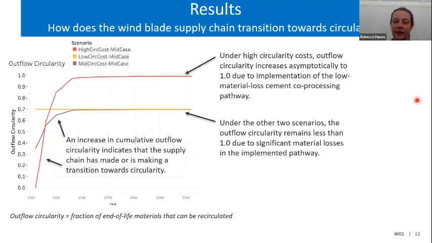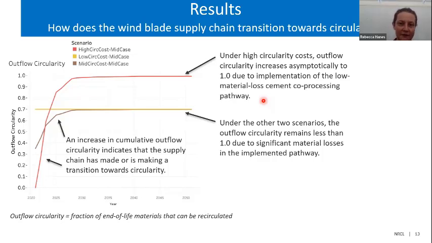Everything becomes waste at end of life. And the closer the metric is to 1, the more circular the supply chain is growing. So a change in outflow circularity over time, of course, indicates a circularity transition. So for all three of our cost scenarios, we saw non-zero outflow circularity across the board, which is great. That implies that for this case study, processing costs aren't a major barrier to implementing some kind of circular pathway.